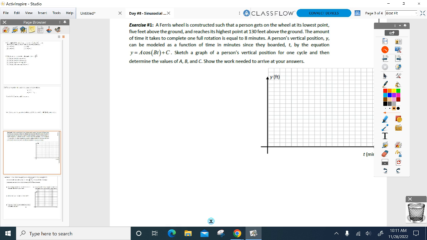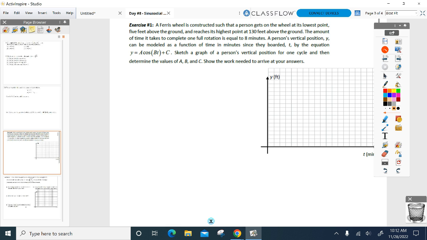All right, first, right off the bat, we got a little Ferris wheel going on. I talked to you guys last week before we went on the Thanksgiving Day break. All these word problems are, find the numbers and figure out what they mean. I don't care two bits what the story is. I want to know what the numbers mean.